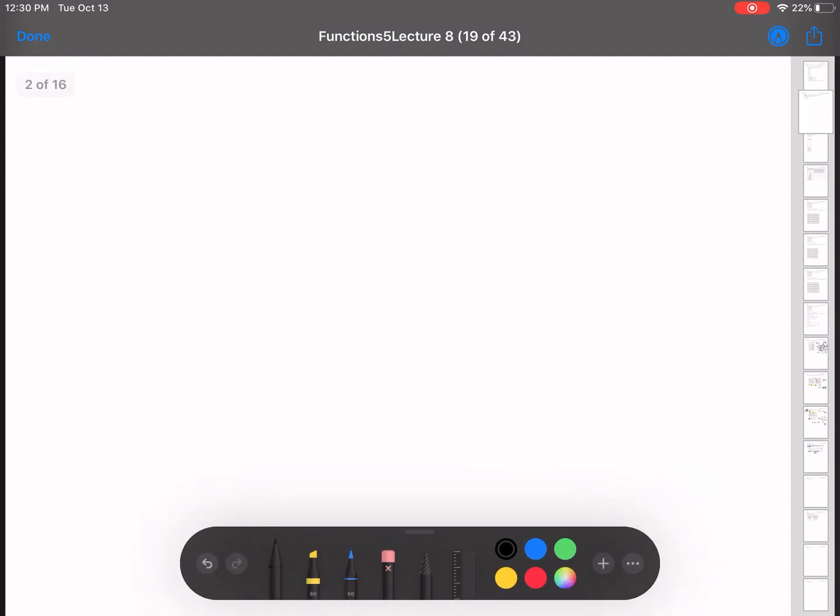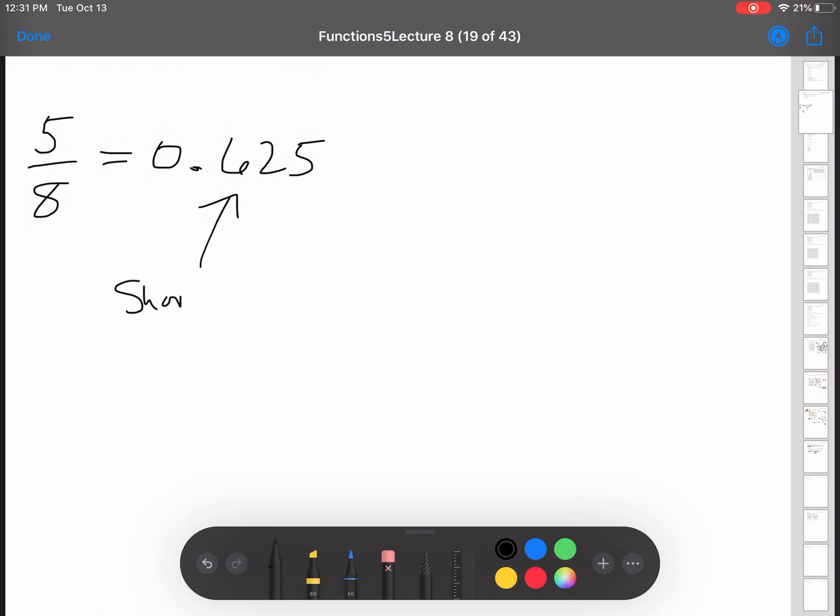All right, so let's start with a number in base 10. This is the normal way that you think of the number 5/8. 5/8 is 0.625. This is really just shorthand, just notation.